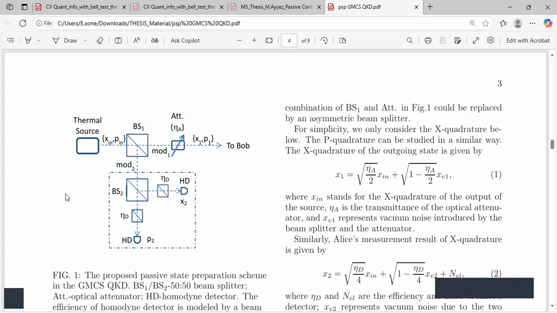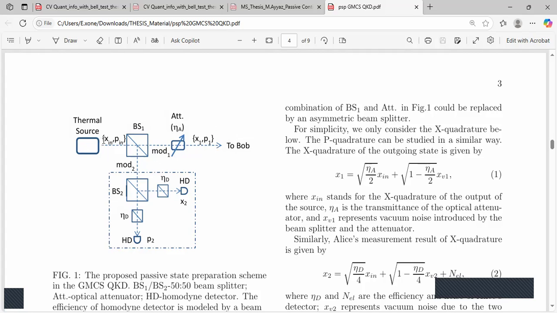And the security and analysis will be the same as the Gaussian modulated coherent state, because there is no difference from the point of view of Bob and Eve. They are viewing this incoming state as the thermal state in both cases, whether we use a Gaussian modulated coherent state or a thermal state. So Alice here is using a thermal source in order to distribute the key between her and Bob.